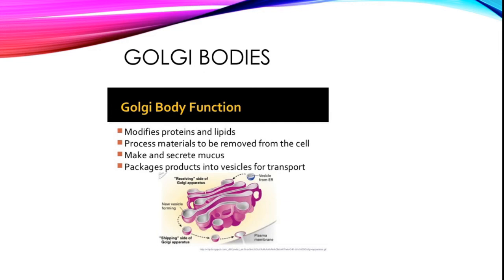Make and secrete mucus. Now this mucus may be present in our digestive system, like in the stomach and esophagus, and mucus is present in the nose also, and certain other organs. Products are packaged into vesicles for transport. And the most important thing about the Golgi body is that it secretes enzymes and hormones which are very necessary for our body for various kinds of functions.